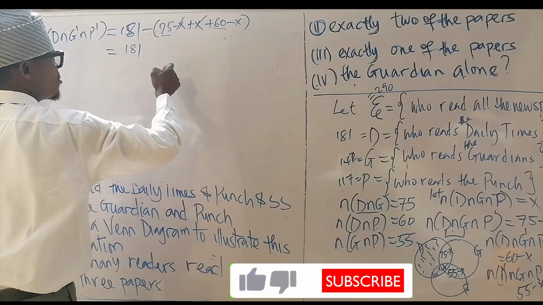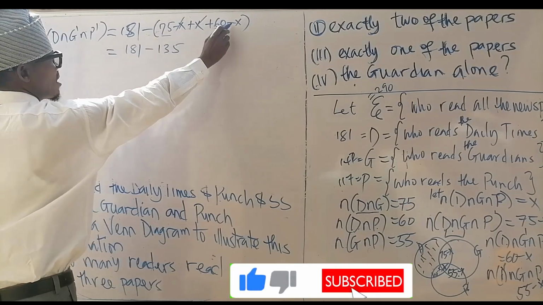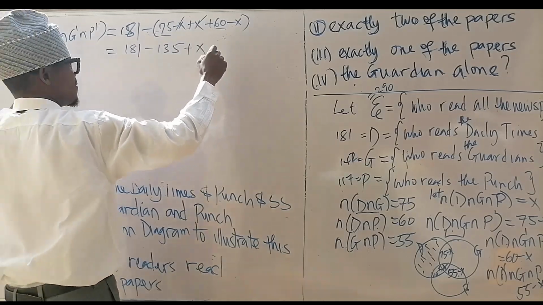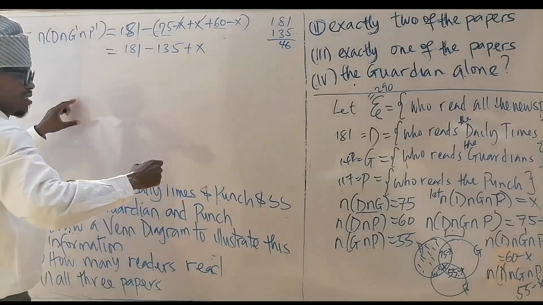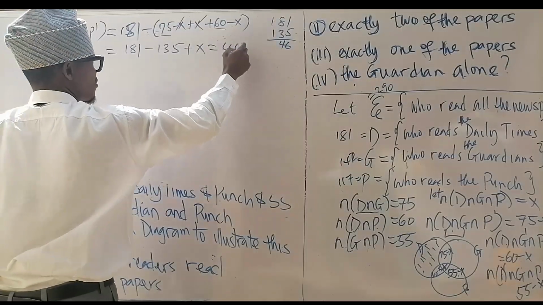This one and this one cancel, and that will be 135. So minus 135, and then minus X, minus X here, that's plus X. So we have 181 minus 135, which is 46. So this place will be 46 plus X.